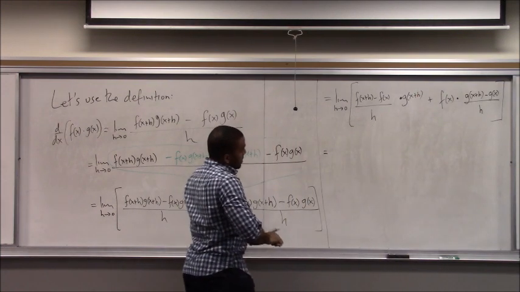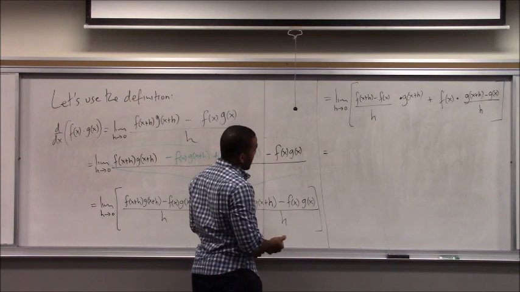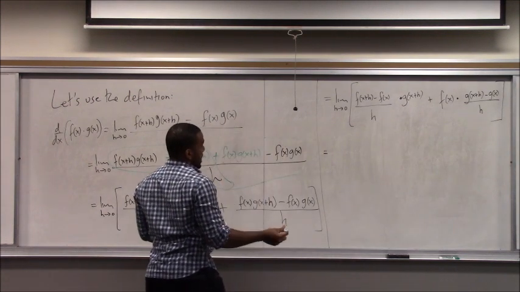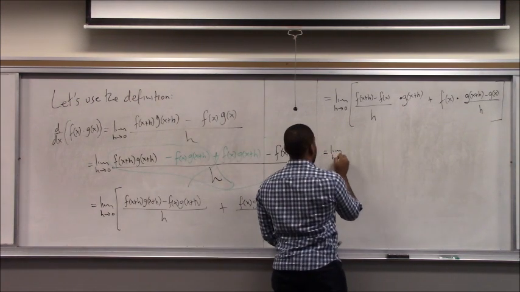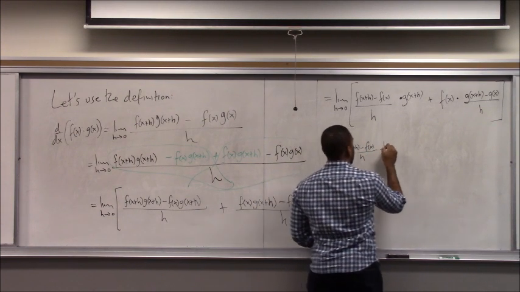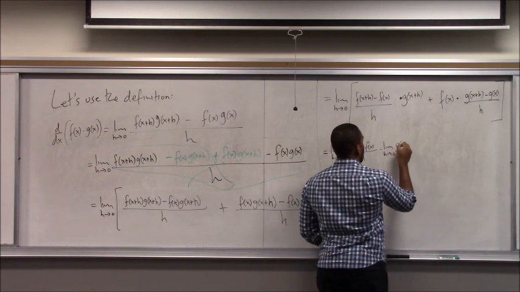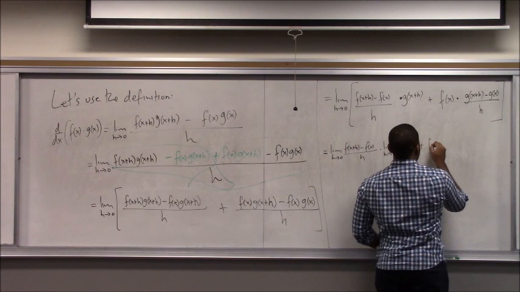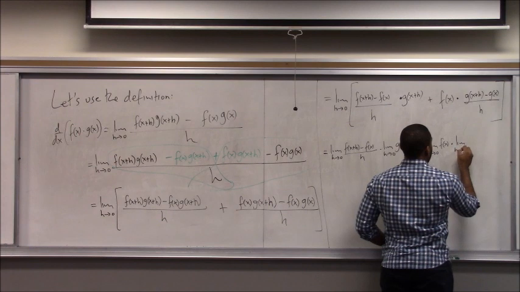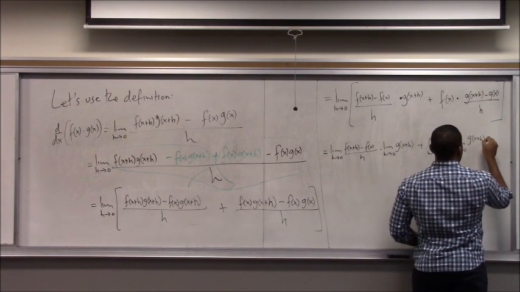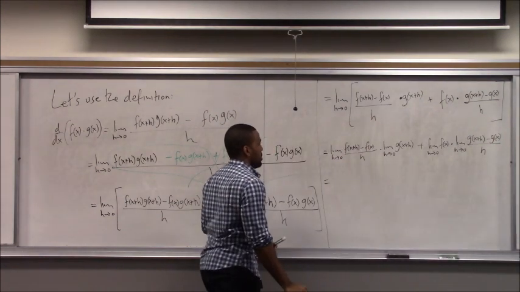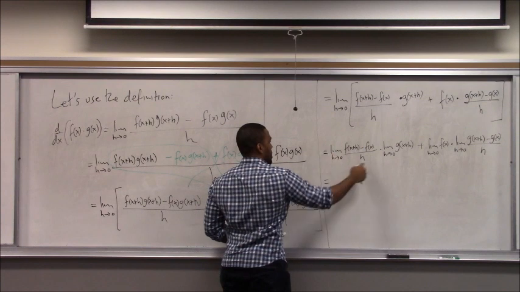But now I just have a limit, and we know that limits are among the nicest things ever. They distribute across both sums and products. So it turns out that I can think of this as the limit as h approaches 0 of f of x plus h minus f of x over h, times the limit as h approaches 0 of g of x plus h, plus the limit as h approaches 0 of f of x, times the limit as h approaches 0 of g of x plus h minus g of x all over h. Okay. And one at a time, what is this guy?